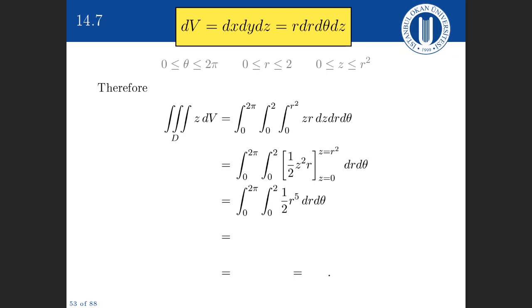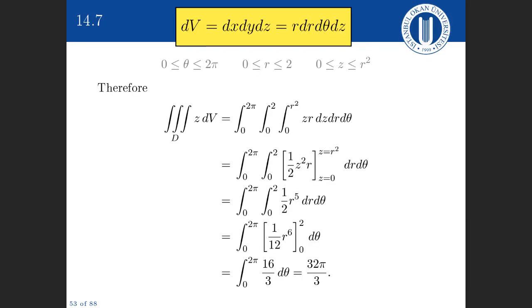Next, we need to integrate the function of half r to the power 5 with respect to r. That's straightforward. We're left with 1 over 12 r to the power 6, which we need to calculate at 0 and at 2. And we're left with 16 over 3. And then we're integrating this with respect to theta between 0 and 2 pi. We end up with 32 pi over 3.